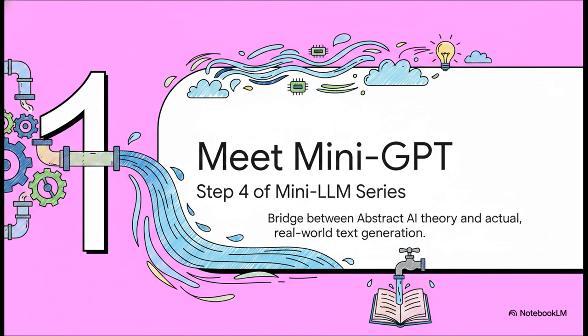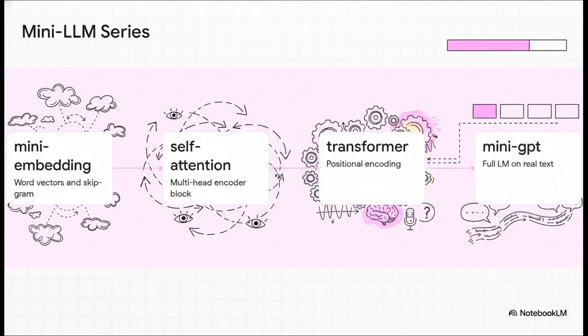Meet the mini-GPT, Step 4 of the mini-LLM series. So this project is kind of the crucial bridge between abstract AI theory and real text generation. Up to this point in a developer's learning journey, everything is just theoretical plumbing. Mini-GPT is where the water finally turns on. It's Step 4 in a really comprehensive 7-step mini-LLM series created by JeffreyRed. It builds directly on top of the foundations laid by Step 1, which handled word vectors, Step 2, tackling self-attention, and Step 3, the mini-transformer. Step 4, our mini-GPT, is the milestone where we finally apply a full language model to real recognizable text.